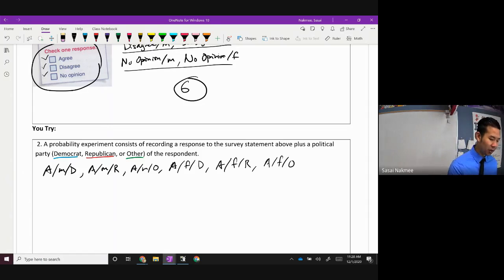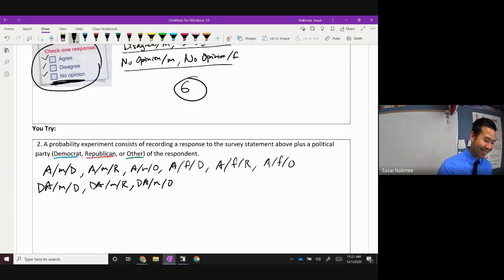Now we've got to do disagree. So I'm going to write DA for disagree. Male Democrat, disagree male Republican. Oh, Carwin, you're changing your answer to 12. Disagree, male, and other. Oh man, this looks so messy. You guys okay with this notation? This looks so sloppy. I hate this, but I got too lazy to write it all out. Never mind, 18. I forgot the no opinion.